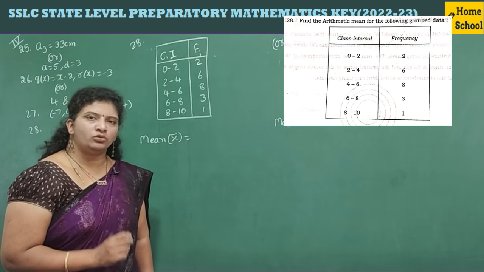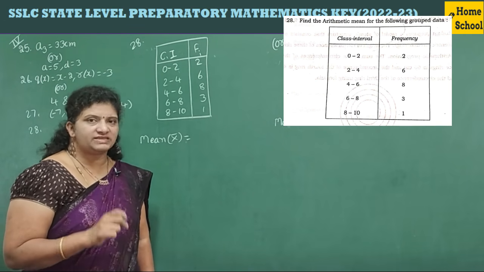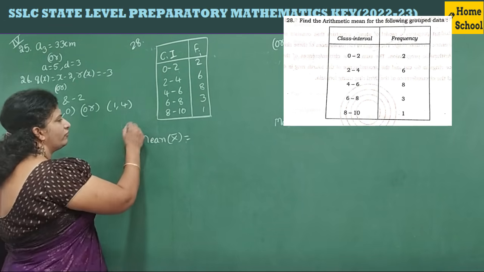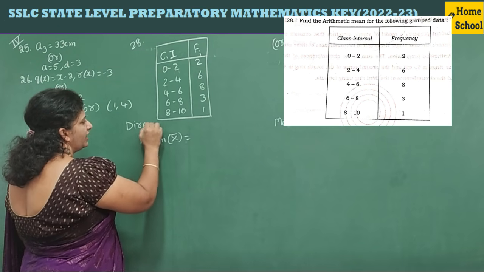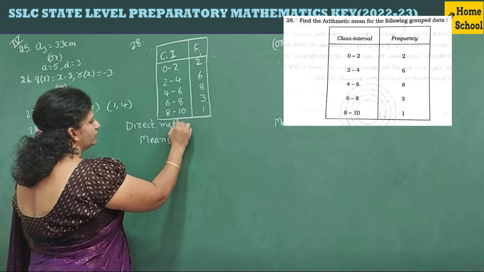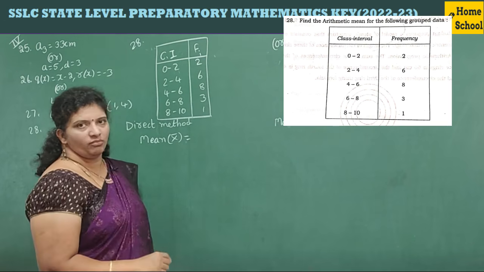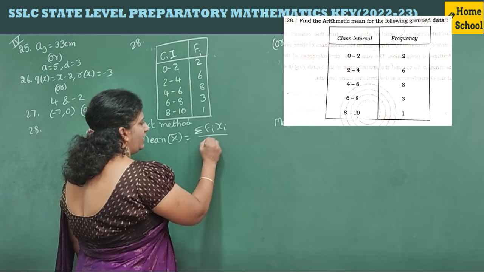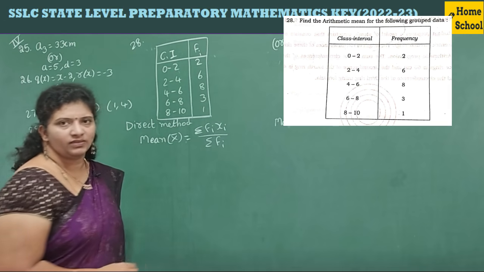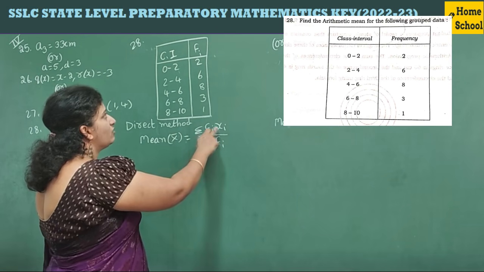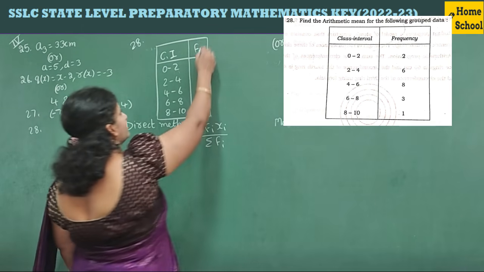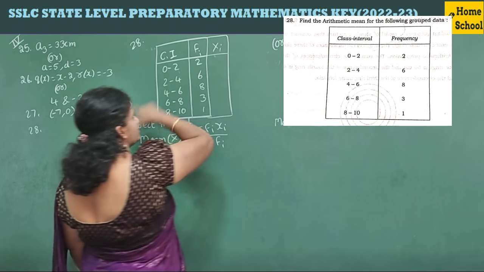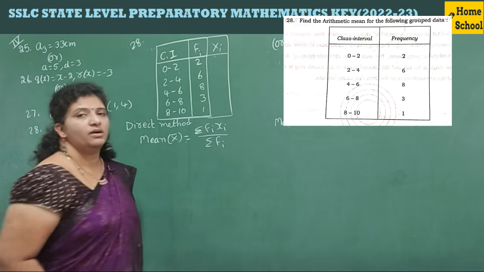See children, mean you can do by 3 methods. So if they specify any method, you go with that. Otherwise, your choice of method you can do. Now I am going to find the mean by direct method. So direct method, what is the formula? Mean x bar is equal to summation fi xi by summation fi. Right? I have fi, I don't have xi. How do I get xi? So xi is nothing but the class mark. How do we get this? Lower limit plus upper limit by 2.